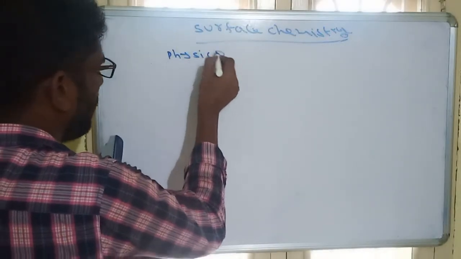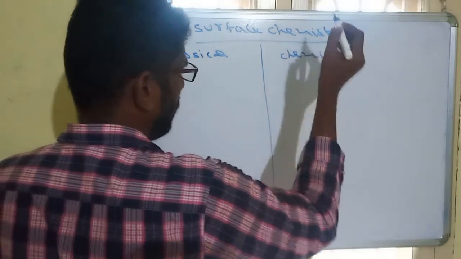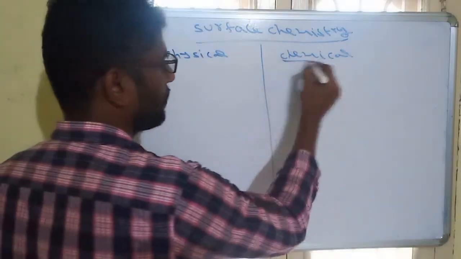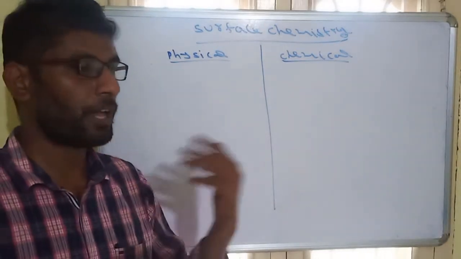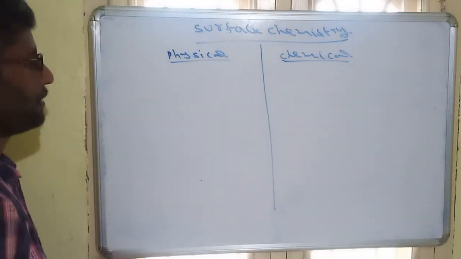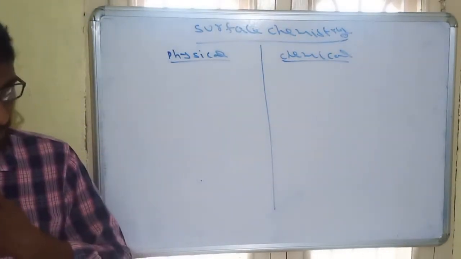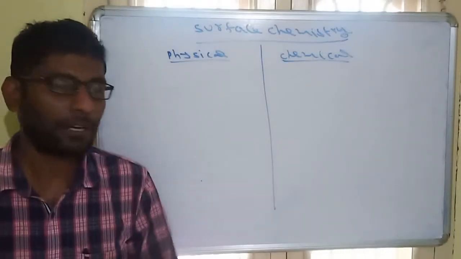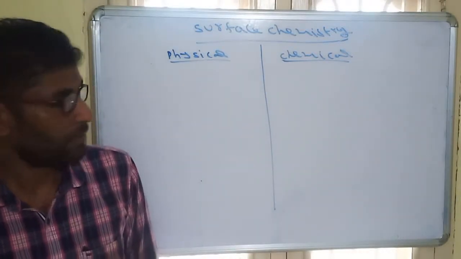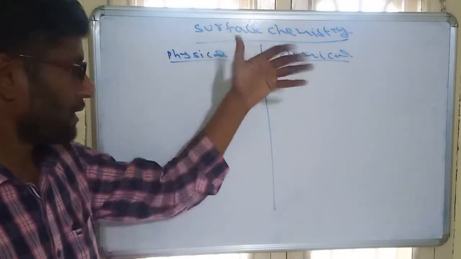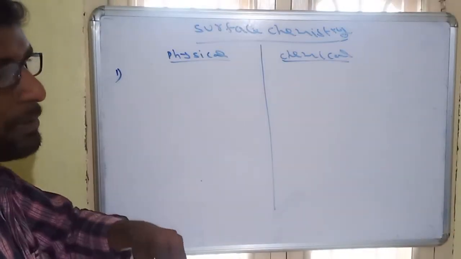One is physical adsorption, another one is chemical adsorption. There are two types of adsorption, physical and chemical. Physical adsorption is also called physisorption. Chemical adsorption is also called chemisorption. Now, what is physical adsorption and chemical adsorption?